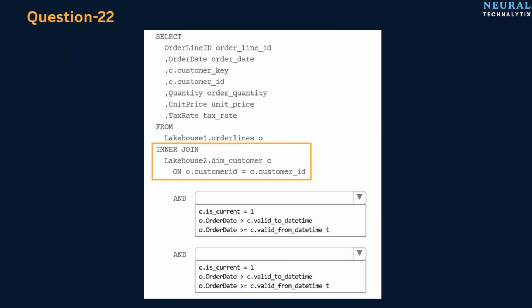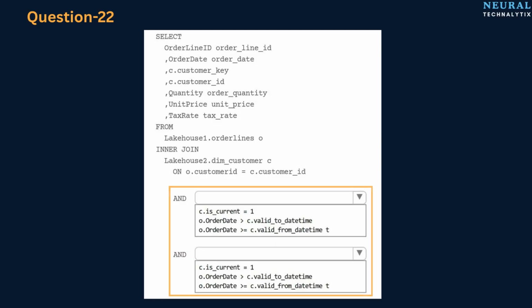Now look at the join structure. The base join between fact and dimension is straightforward: customer ID to customer ID. But for a type 2 dimension, that alone is not enough. Now look at the two additional conditions after the join. These conditions decide which version of the customer we pick. Let's look at them one by one.